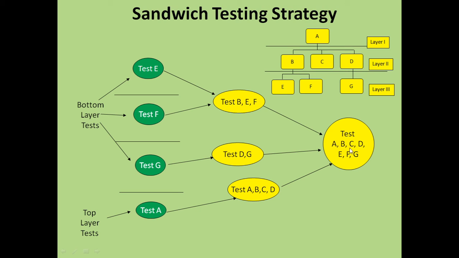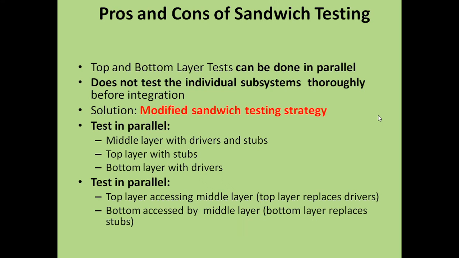So similarly, the top layer test is you're testing A, and we test A, B, C, D, and then we are testing A, B, C, D, E, F, G. So that is how we test the top layer tests, and the bottom layer are tested, and together they are tested. This is a sandwich strategy.